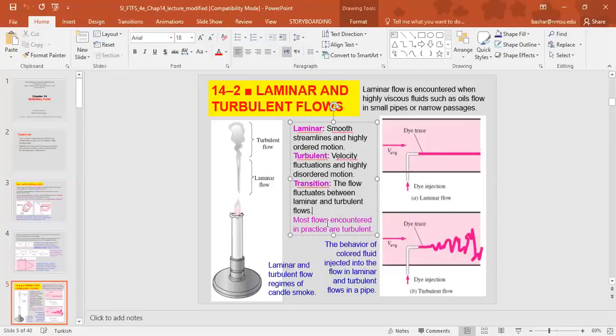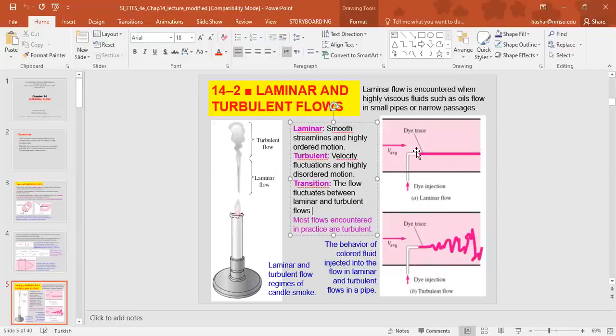Most flows in practice are turbulent. Okay. Examples of the laminar and turbulent flow, as we can see, the gases coming out from a candle. At the beginning, they're laminar. Once the wind accelerates the flow, the transition occurs and it goes to the transition and the turbulent flows.